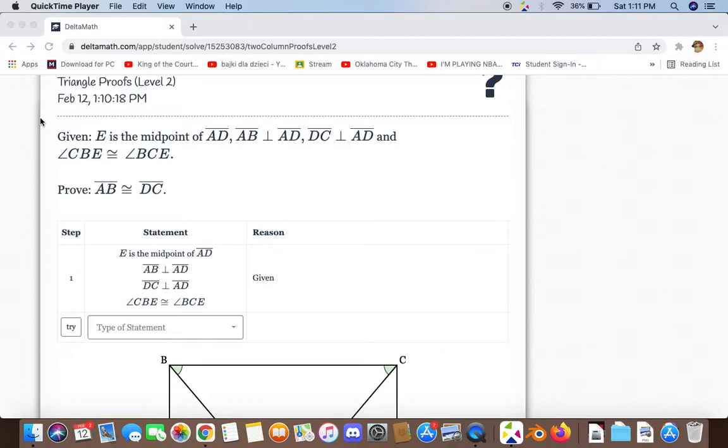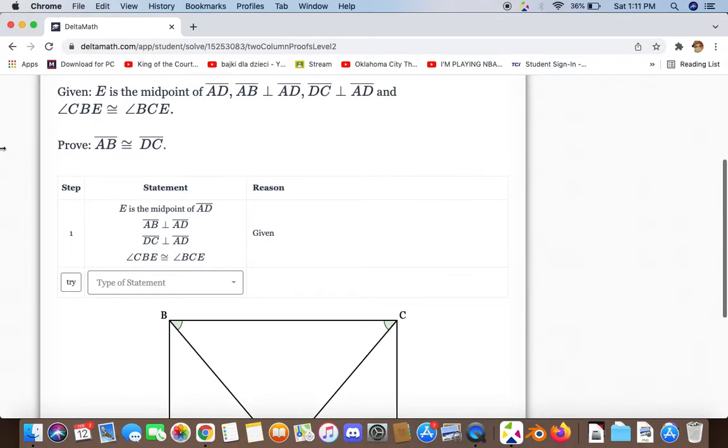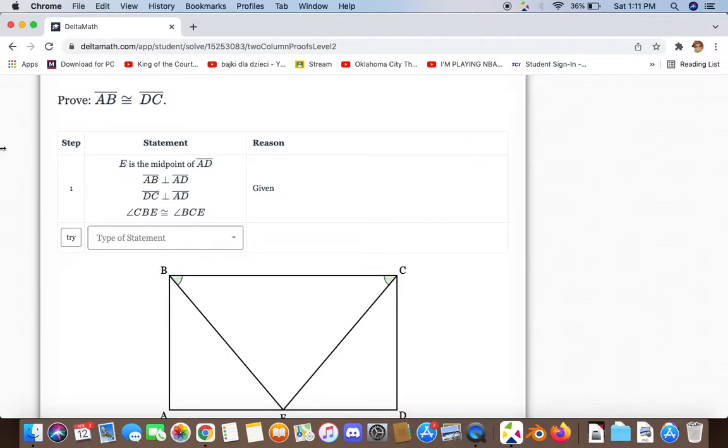E is the midpoint of line segment AD, and line segments AB and AD are perpendicular to each other, and line segments DC and AD are perpendicular to each other, and angles CBE and DCE are congruent to each other. We now have to prove that line segments AB and DC are congruent to each other.